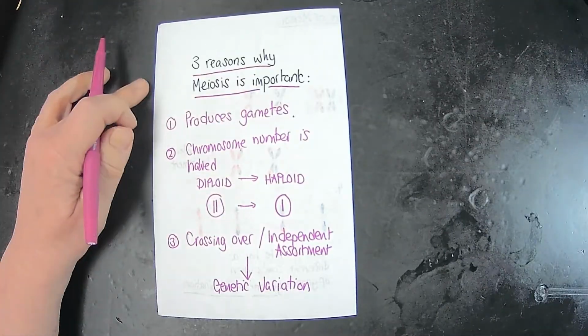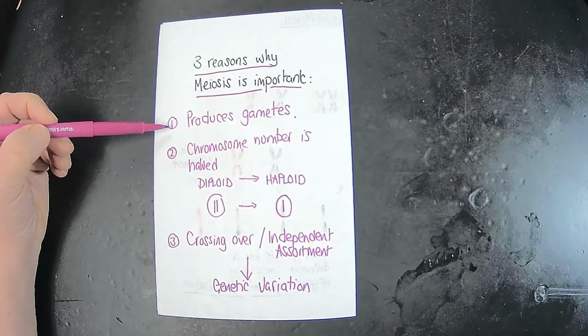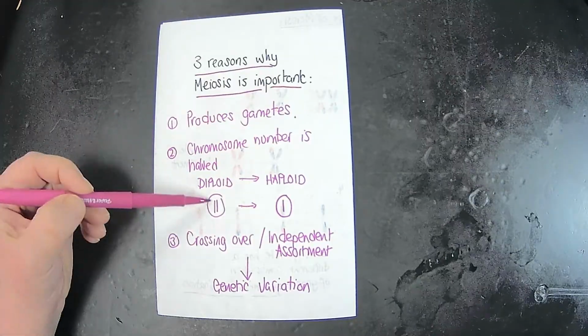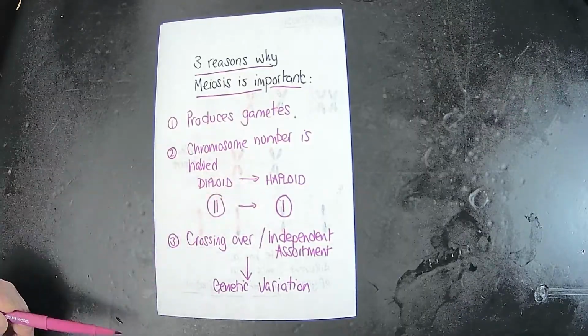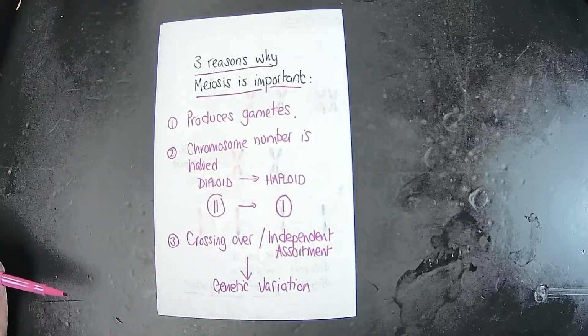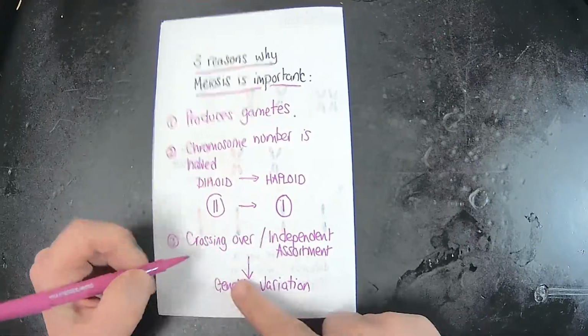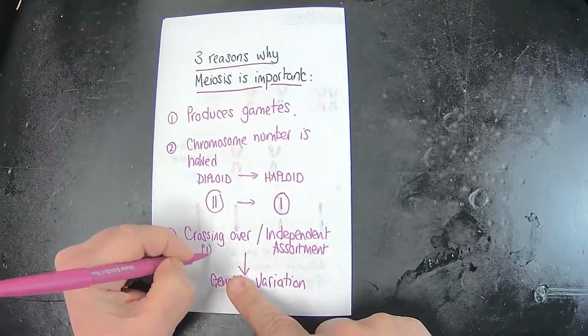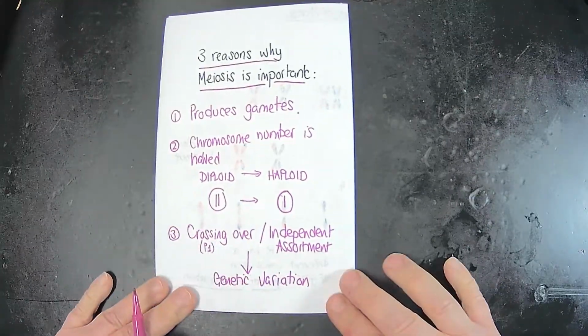So why is meiosis important? 1, it produces gametes. 2, it makes your chromosomes go from pairs, diploid, to singles, haploid, so they can go back to being diploid after fertilization. And then crossing over during prophase 1 and independent assortment lead to genetic variation.